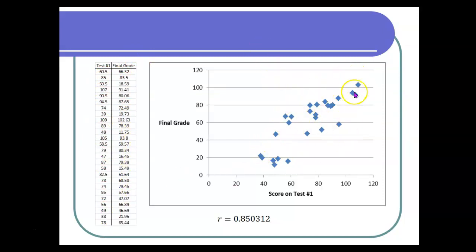And here are the dots, the scatter plot. And yeah, it does look like the further over to the right the dots are, the higher up they tend to be. Here, the correlation coefficient is around 0.85. That's pretty high. That means it pretty much is true that students who did better on test number one did tend to do better overall for their final grade.